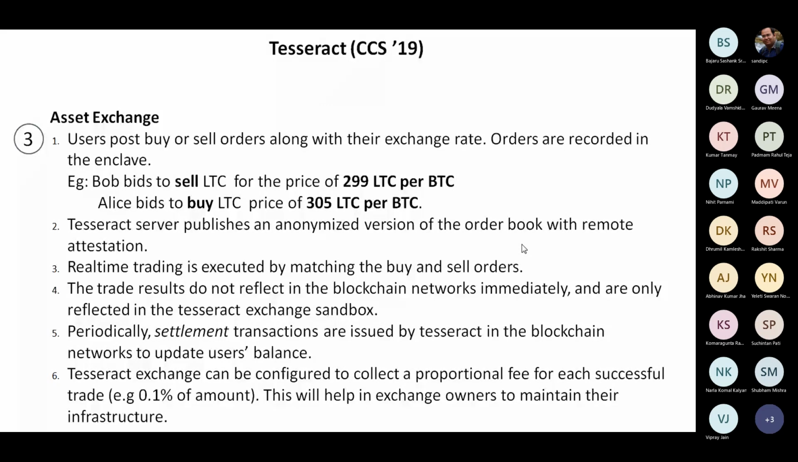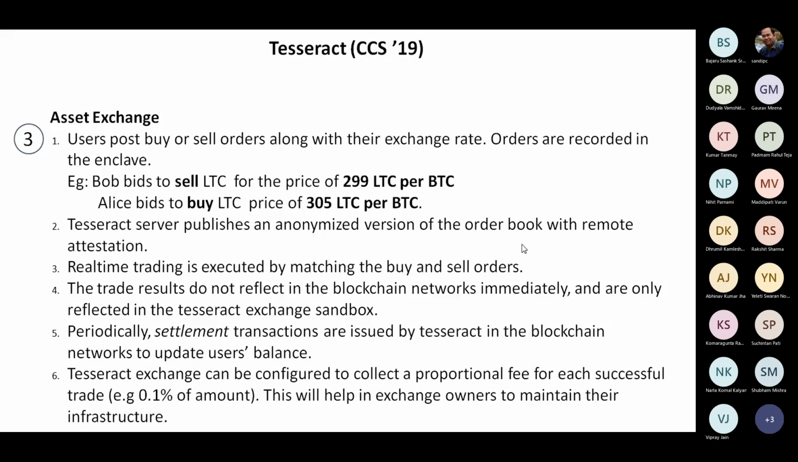So from time to time, these users' balances are updated. There were other designs, like the Lightning Network, which also tried to carry out these micropayments initially and then issue the settlement transactions once in a while. So some of these concepts were there in some of the other exchanges.